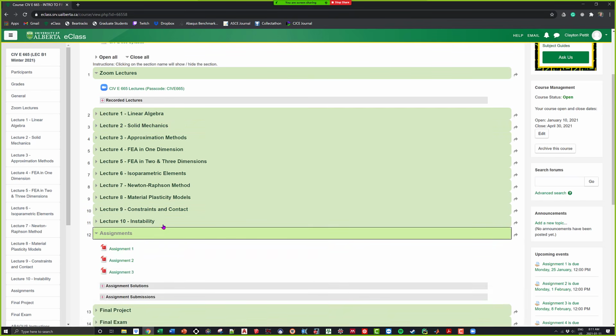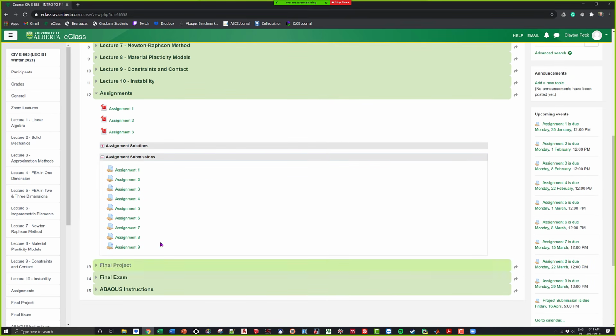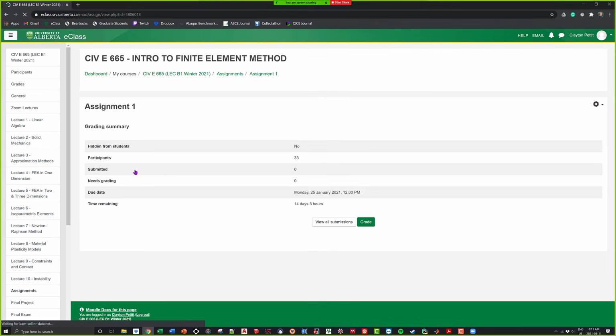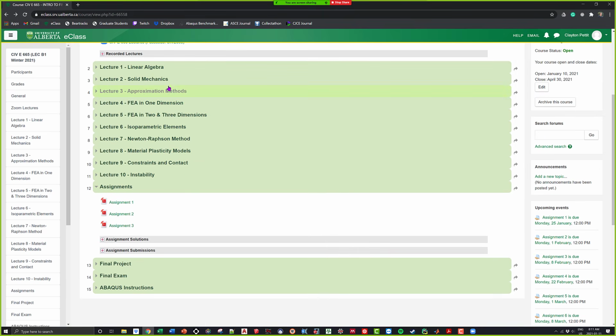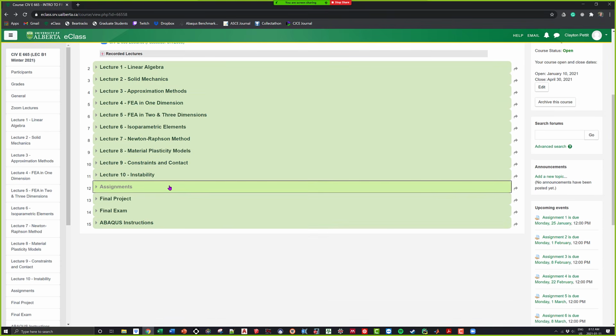So I have an assignment tab right here. I have the first 3 assignments posted. You can complete them, and once you complete the assignments, you can scan them, or if you do them in a Word document, they'll already be there. Just combine your assignment into one single PDF, and I have submission boxes for each one of the assignments. If I click on assignment 1 over here, we can see that it is due on Monday, the 25th of January. So you still have 14 days. Assignment 1 is going to be based on lecture 2 right here, the solid mechanics lecture.